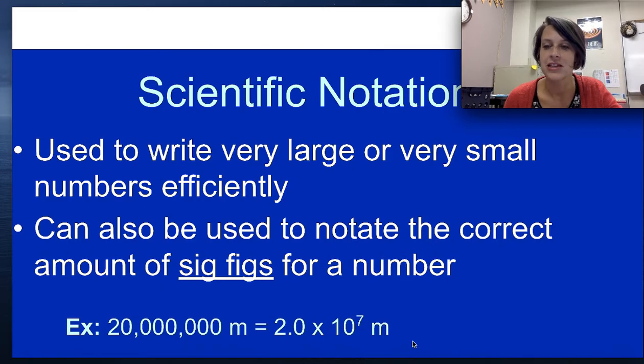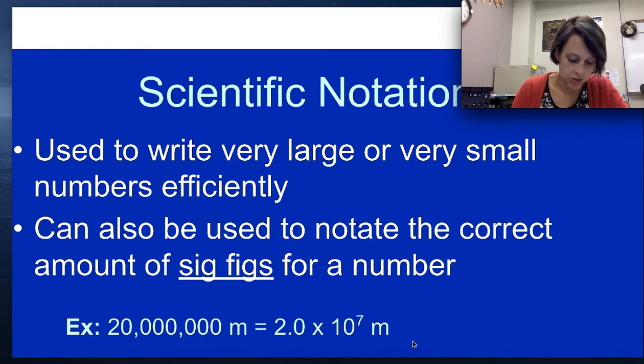Secondly, we can use it in order to get good sig figs in a number, and we often will do that. If you look at the example on the bottom of the screen, I have 20 million, which is a large number. I could write that all out and make sure I count all my zeros, or I could just take my decimal, walk it this way, and write it as 2.0 times 10 to the 7th. I walked my decimal 7 times, so that's where that 7 comes from.